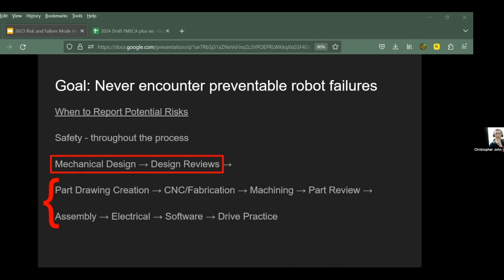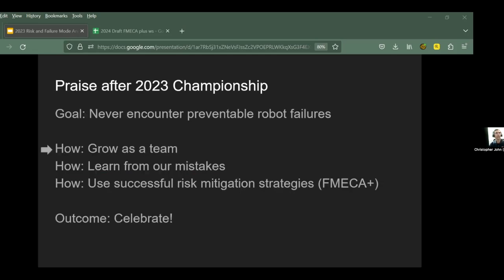So we have to be on the lookout for a lot of those risks as we go through. Luckily, some of those kinds of items have already been de-risked through methods that we still have to remember to use. But thank you for that. So let's talk about the first how to never encounter preventable robot failures.